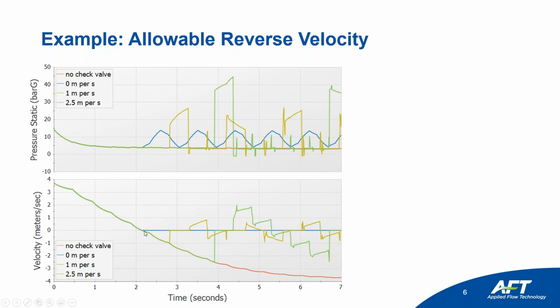Then we can see how at 0 meters per second of reverse velocity, 1 meter per second of reverse velocity, and 2.5 meters per second of reverse velocity, all of a sudden that check valve is closing, and that causes a corresponding pressure rise or a check valve slam. So we'll take a look at how I made this graph in Impulse and some ways that you would specify it and sort of my approach to doing this type of analysis.